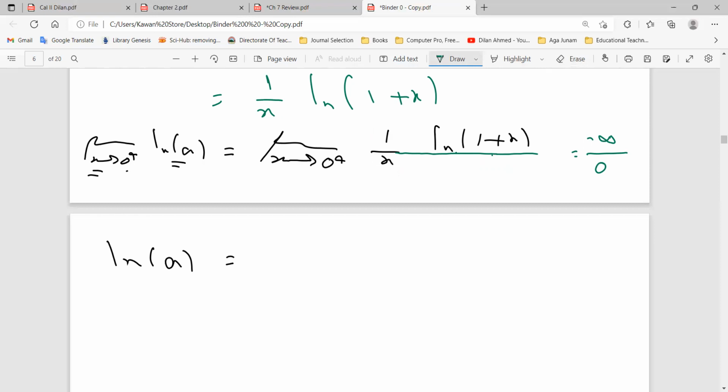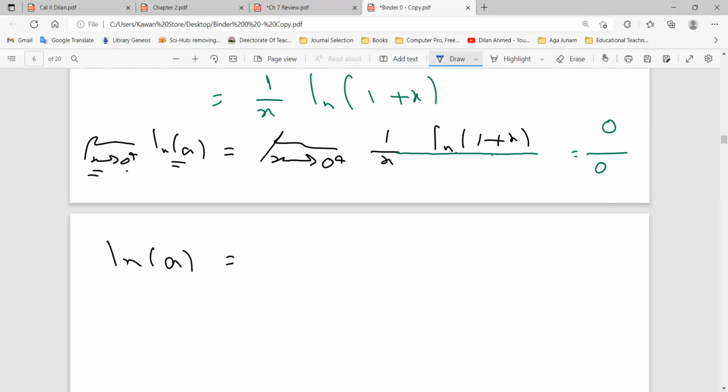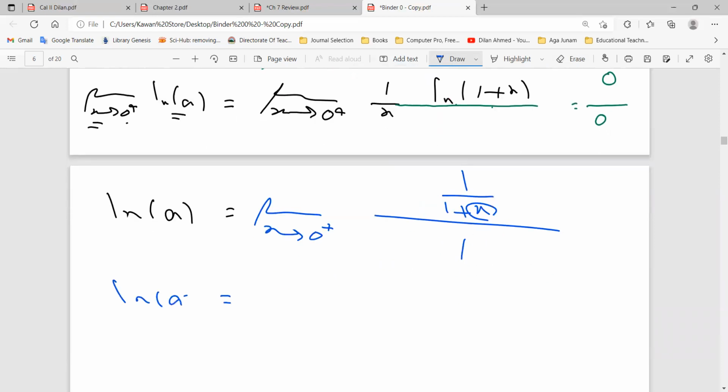L'Hopital, why? Who says that the numerator is equal to infinity? No. If I put zero here, I'll get ln of one. So it's equal to what? Zero. Okay. So you'll get 0 over 0. So now it's time to apply L'Hopital. So I'll get what? Am I right? And this limit is equal to 1. If I put 0, I'll get 1 over 1, and I'll get 1.